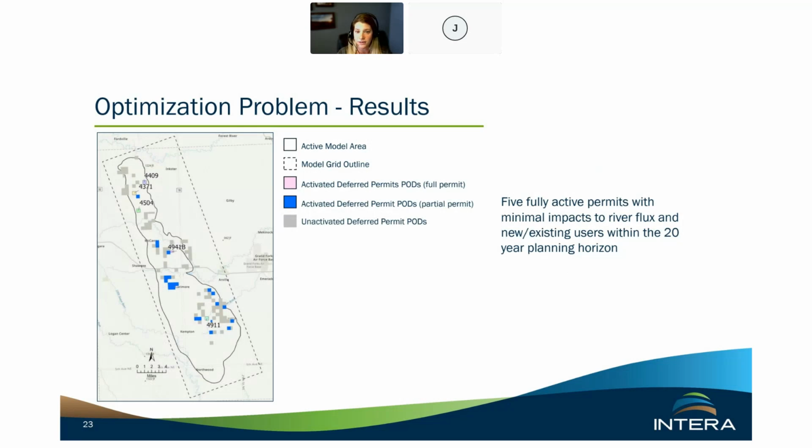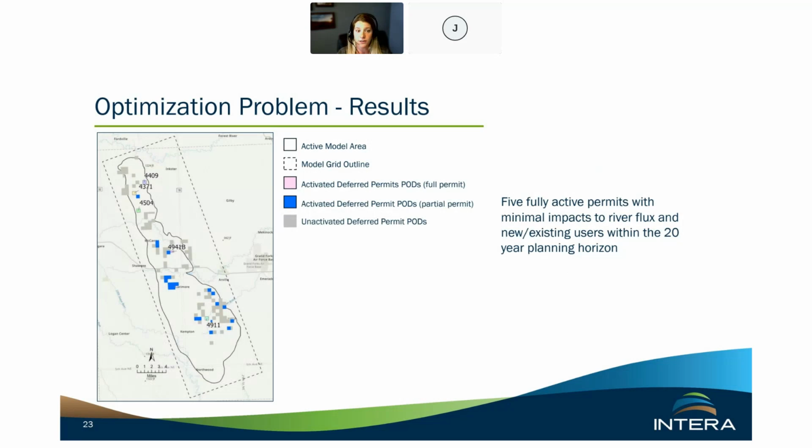Anything that's gray is basically a permit that's not activated. Blue, these are PODs that are fully active, but they're part of a permit that has more PODs associated with it that are inactive. So in this case, it represents partial permit activation. And then anything that's not blue or gray represents a permit that is fully active.